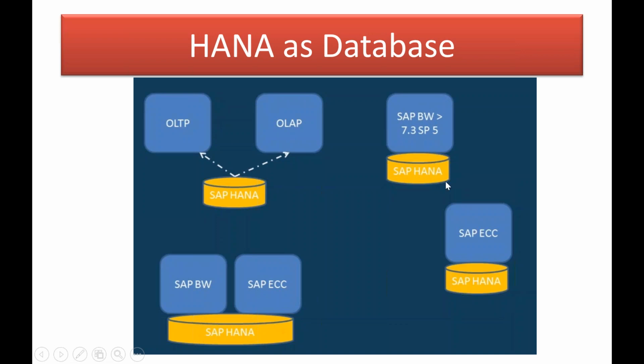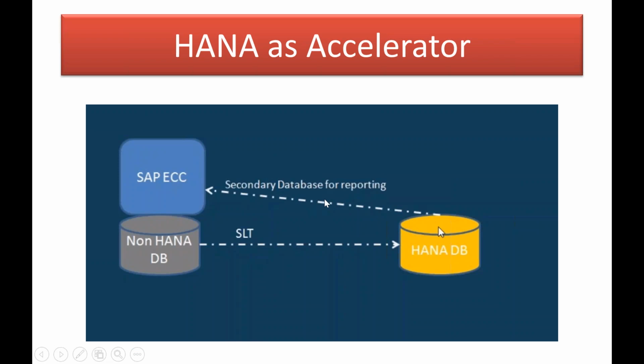And I can use HANA only for BW. I can use HANA only for ECC as a backend database. So this is a database concept. I can use HANA as an accelerator. What is an accelerator? It will improve the performance, the reporting performance.